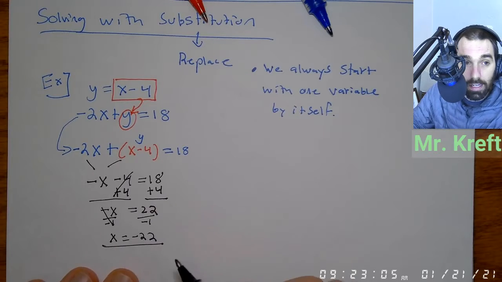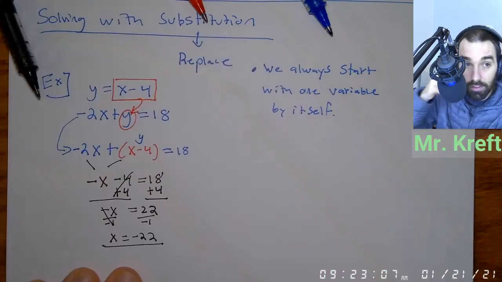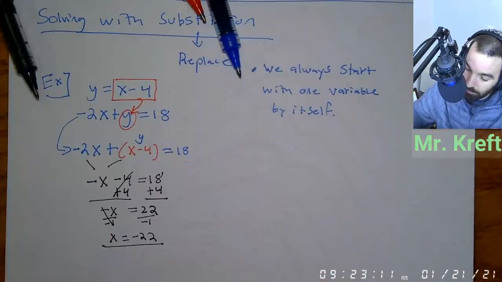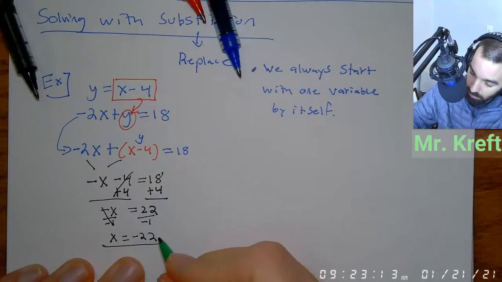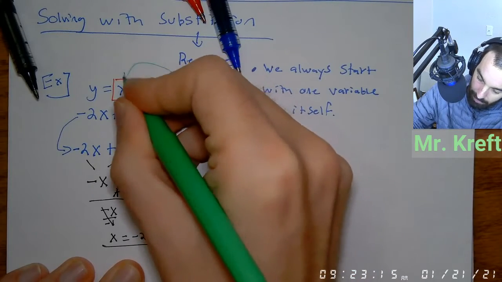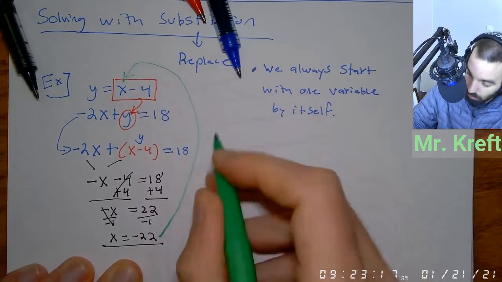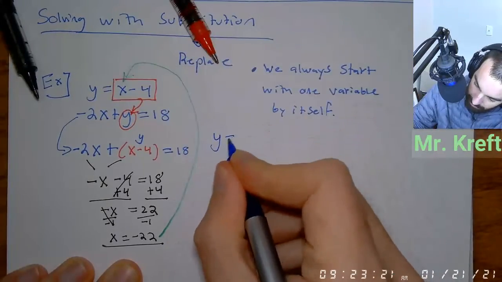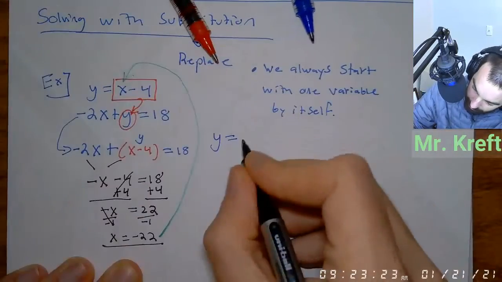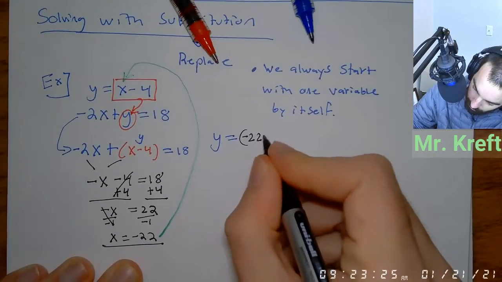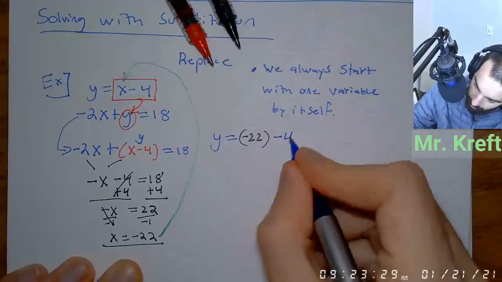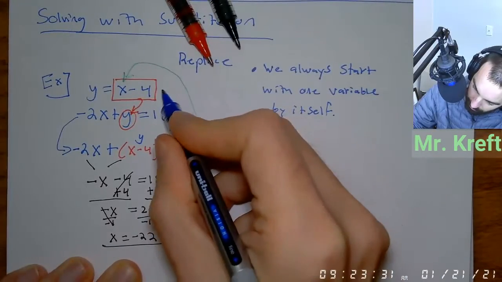But we're not done yet because I have to find my solution. So we're going to plug it back in again. What I'm going to do here is take my x equals negative 22, and plug it back in to x. So I'm going to get y equals negative 22 minus 4. And this used to be my x.